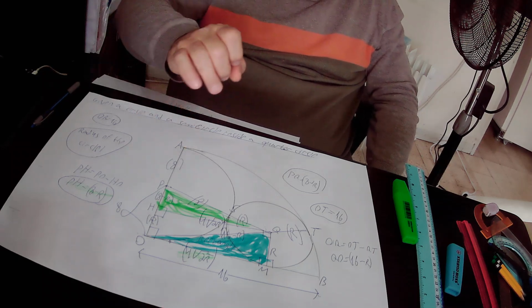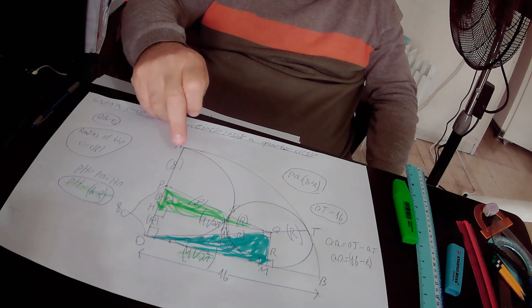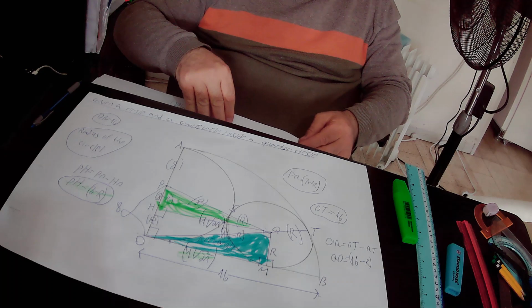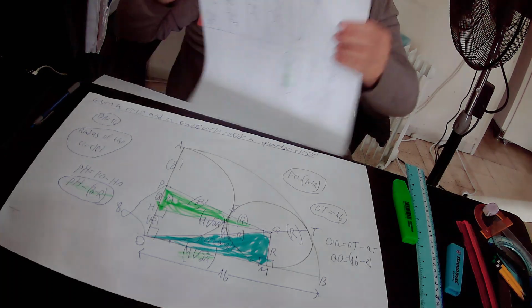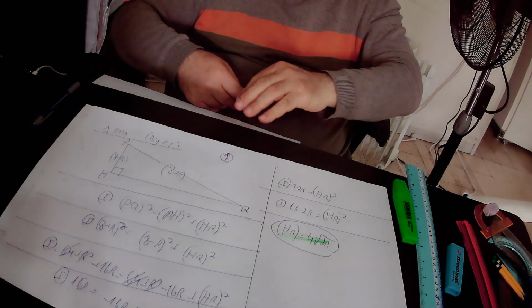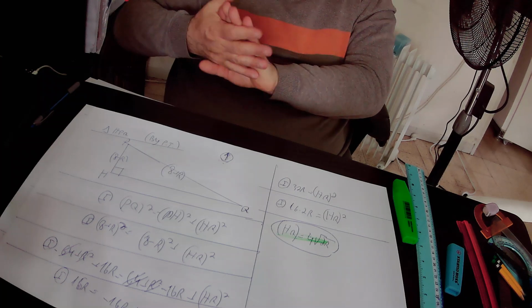So I copied the right triangle onto a new page and implemented the Pythagoras theorem for this right triangle PQH. This is the right triangle PQH that I copied from the original drawing. According to the Pythagoras theorem, in a right triangle, the square of the hypotenuse equals the sum of the squares of the perpendicular sides.